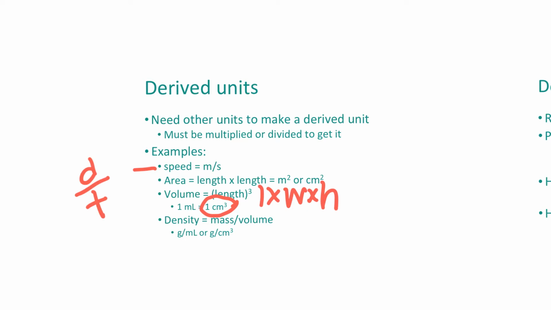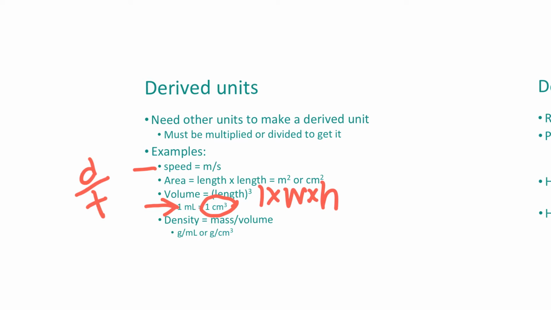But you also have liters and milliliters. So this fact you'll need to know. 1 milliliter is equal to 1 centimeter cubed. It's one of those basic facts that'll apply in density, which we'll talk about in a second, but you need to know that. Density is also a derived unit, which is mass over volume.